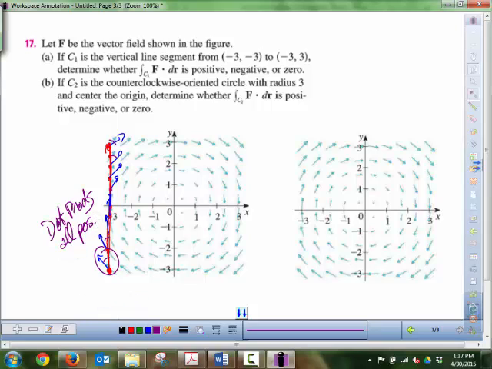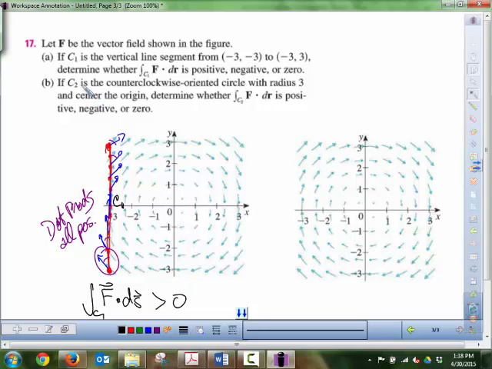So it looks like our line integral over this particular curve, let's call this curve C1, is going to be bigger than 0. Okay?